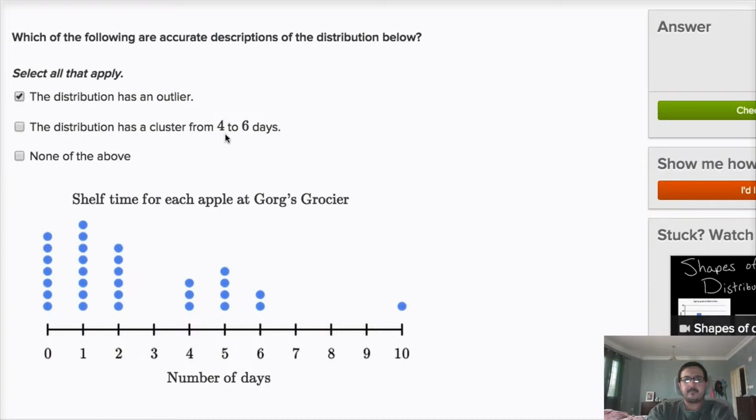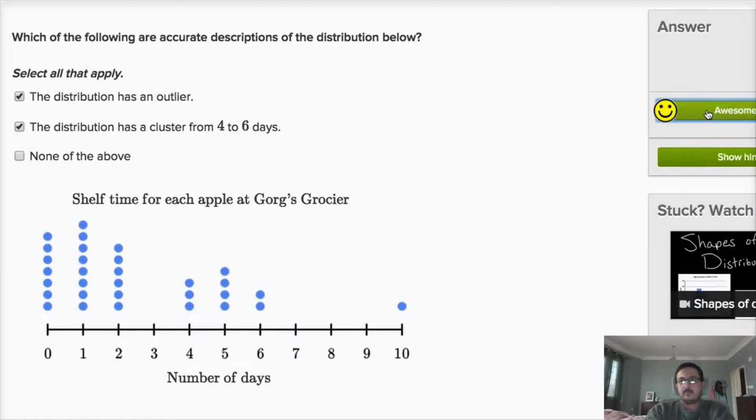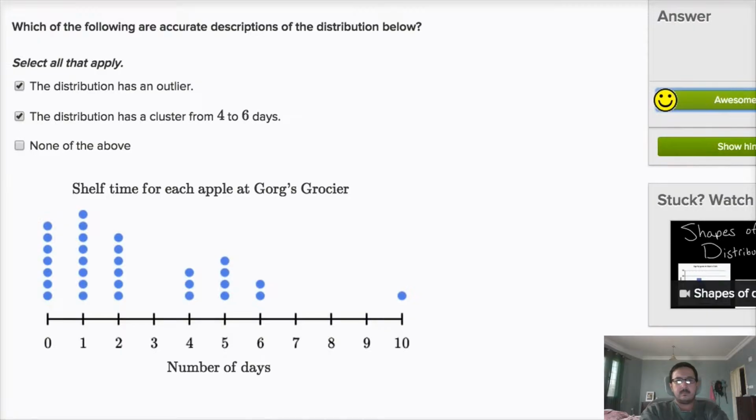The distribution has a cluster from 4 to 6 days. And we indeed do see a cluster from 4 to 6 days. A cluster, you can imagine, it's a grouping of data that's sitting there, or you have a grouping of apples that have a shelf life between 4 and 6 days, and you definitely do see that cluster there. And since I already selected 2 things, I'm definitely not going to select none of the above. So let me check my answer. Let me do a few more of these.